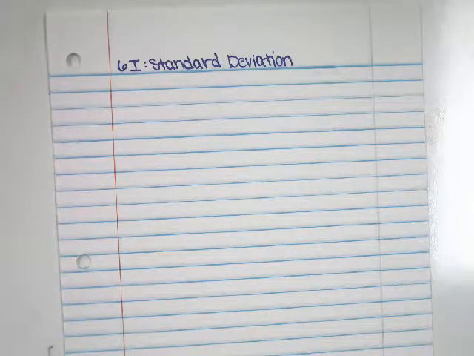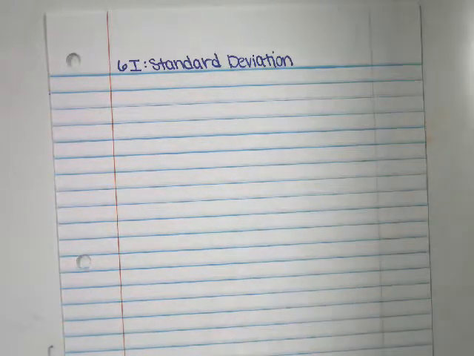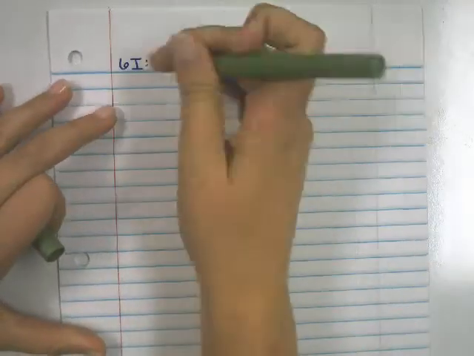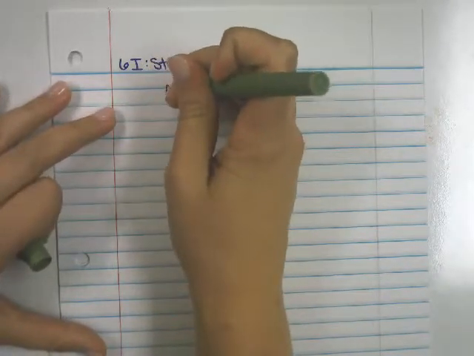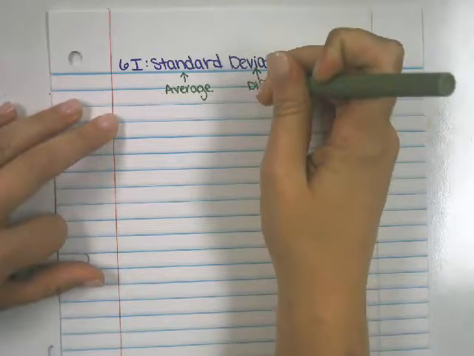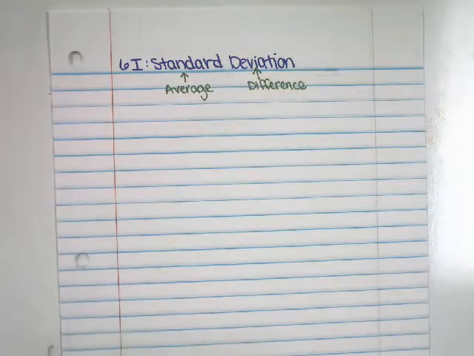Today we're going to talk about standard deviation. Standard deviation is a description of how spread out data is. So in standard deviation, standard means average and deviation means difference. And so our standard deviation is going to be an average distance from the mean. So we're going to look at all of our data values and see how far away they are from the mean and come up with a number to describe how spread out data is.